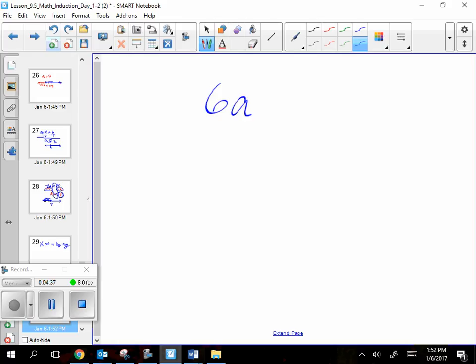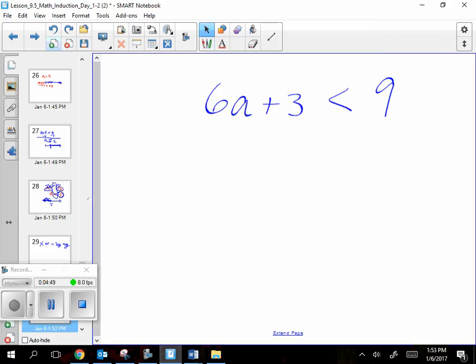All right, 6a plus 3, no, not equals, that would be last unit. All we have to change is say less than, and then 9, for example. All right, so what's the first step? Just act like it's an equation. First thing you should do is what? Minus what? Minus 3, good.